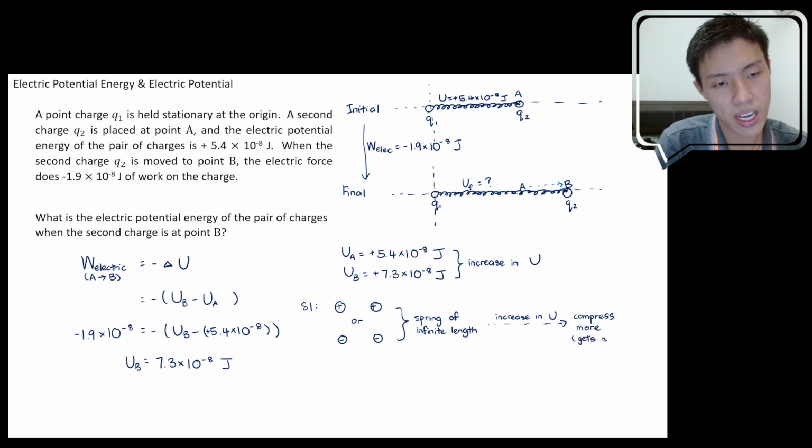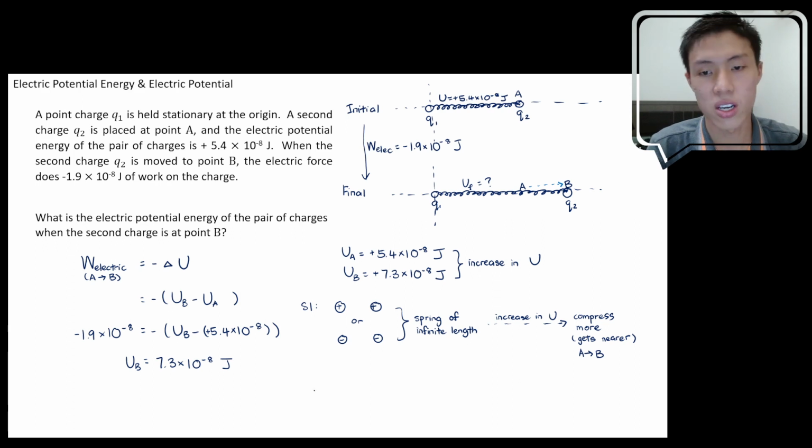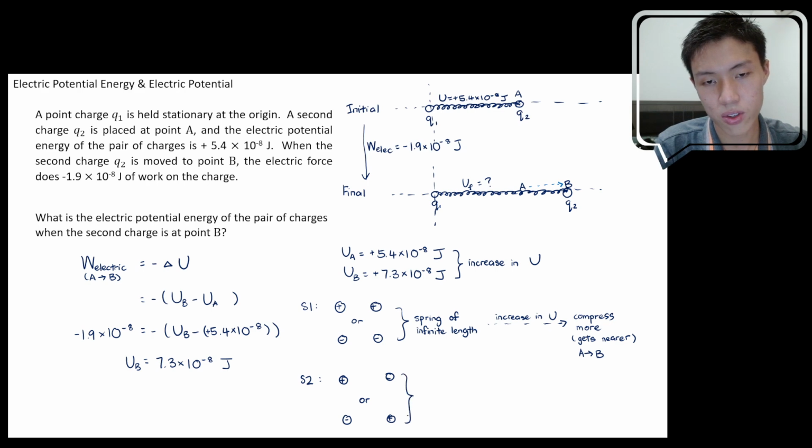Okay, so the process of going from A to B will make Q1 and Q2 nearer. In this case our diagram will be wrong if it's a positive-positive or a negative-negative charge. However, if it happens to be an opposite charge, which is either positive-negative or negative-positive, then we have to imagine it to be a spring which was initially zero length.